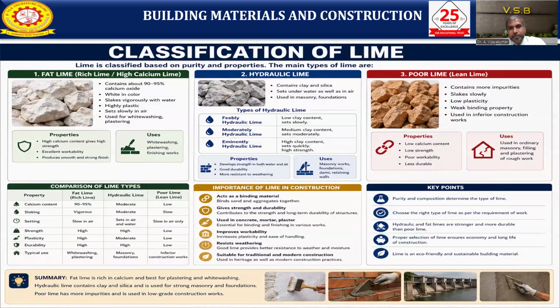So overall, if you see the summary of lime: fat lime is very rich in calcium and best for plastering and whitewashing purposes. Hydraulic limes contain clay as well as silica and are used for strong masonry and foundation work. In the case of poor lime, more impurities will be there. Only low-grade construction work and filling work can be done with poor lime.